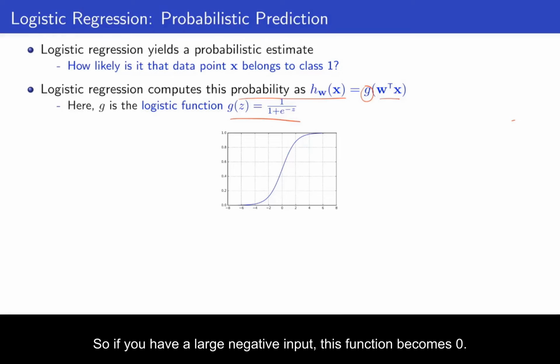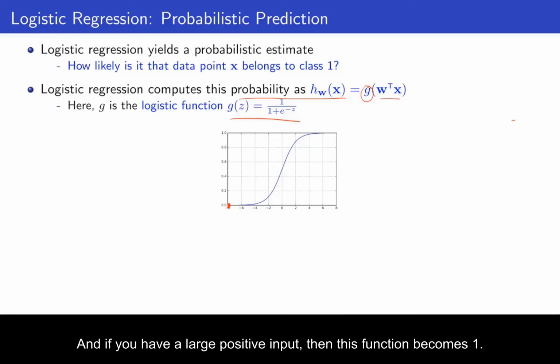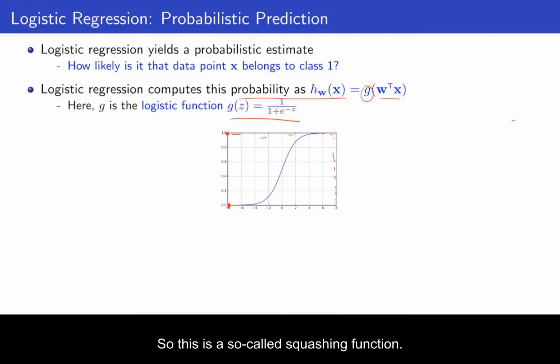So if you have a large negative input, this function becomes 0. And if you have a large positive input, then this function becomes 1. So this is a so-called squashing function. It takes an arbitrary range and squashes it to the interval 0 to 1.